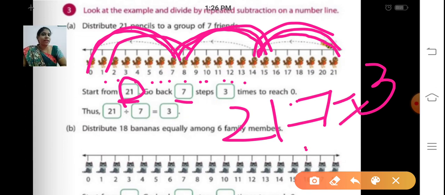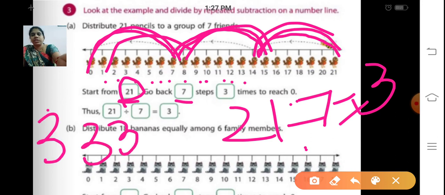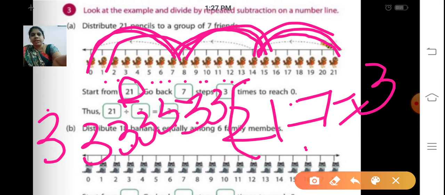So altogether we are having 21 pencils. How many friends? 7 friends. So how many pencils will you give to each one of them? 3, 3. So each one will get 3 pencils. So 3, 3, 3, 3 and so on. So how many friends? 7 friends, right? 1, 2, 3, 4, 5, 6. So each one will get 3 pencils, right?